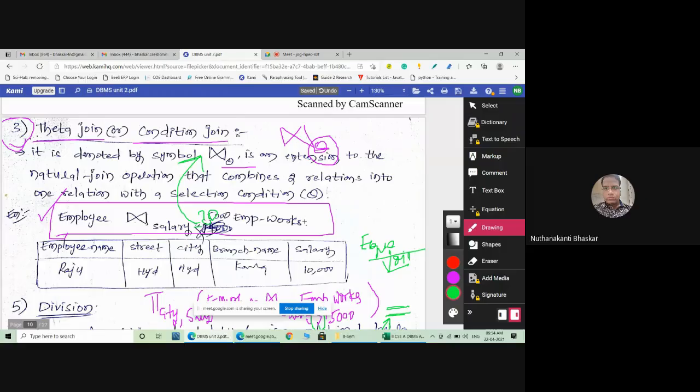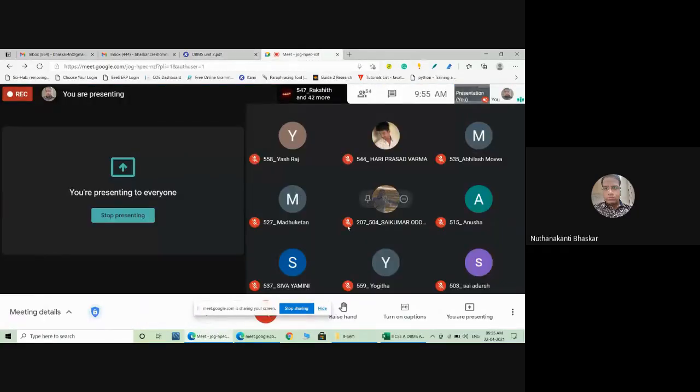We can use here equal, less than, greater than, less than or equal to, not equal to, greater than or equal to, whatever conditions you can write. But if you write equal instead of that, it is an equi join. Clear? Hello? Yes. All of you clear this?